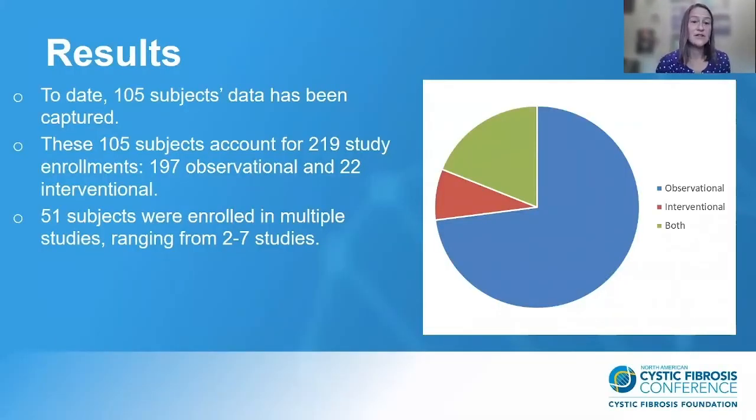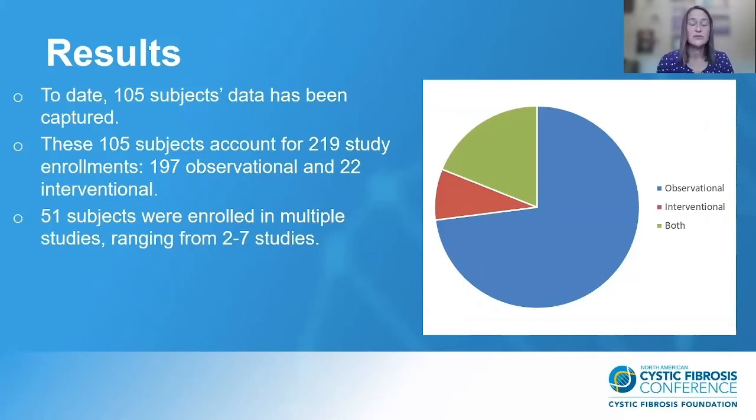To date, 105 subjects' data has been captured. These 105 subjects account for 219 study enrollments, 197 into observational studies, and 22 into interventional. 51 subjects were enrolled in multiple studies, anywhere from 2 to 7 studies. The majority of subjects co-enrolled tend to be into observational, specimen collection, or single visit studies. These enrollments are into about half of our open and enrolling studies, 5 interventional and 12 observational.